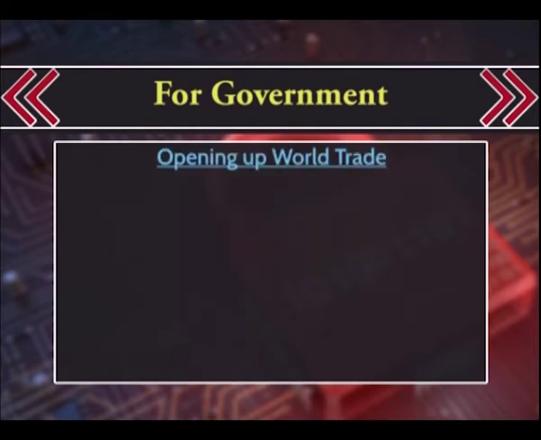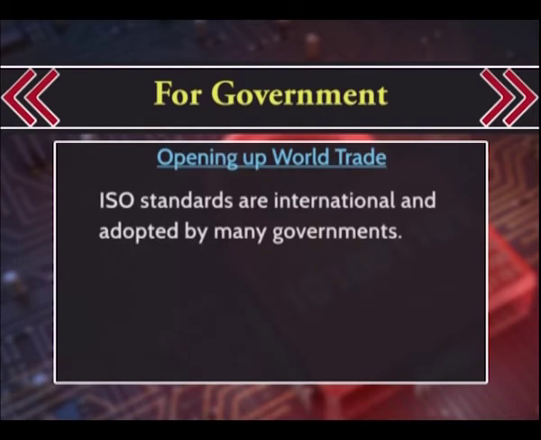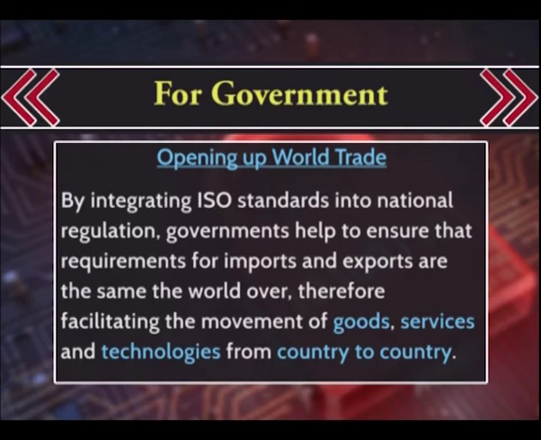Then, opening up world trade. ISO standards are international and adopted by many governments. By integrating ISO standards into national regulations, governments help to ensure that requirements for import and export are the same the world over, therefore facilitating the movement of goods, services and technologies from country to country.